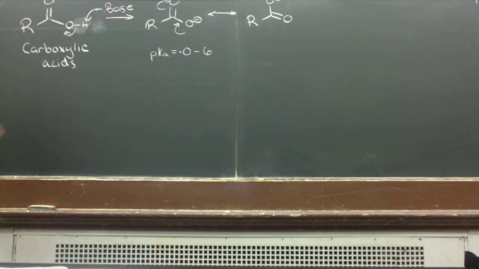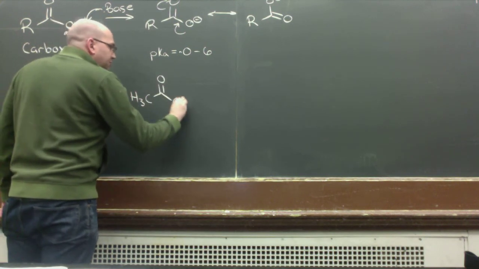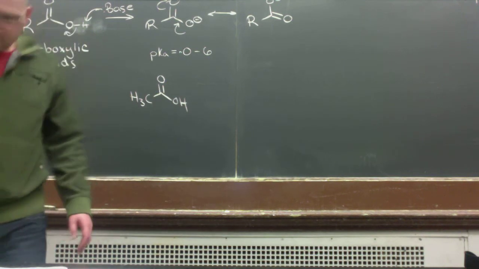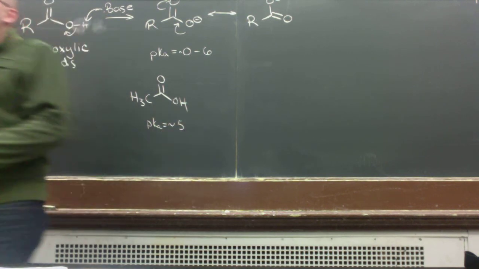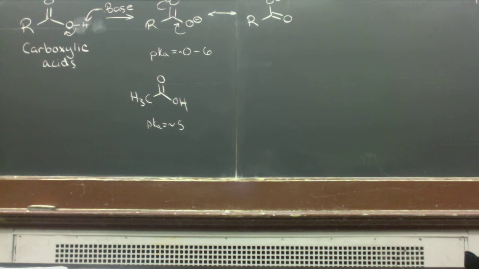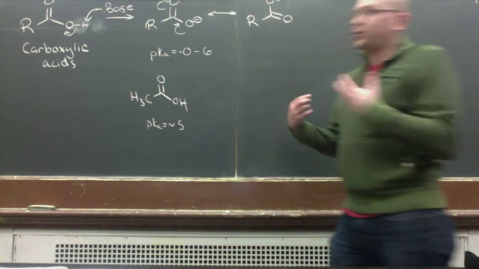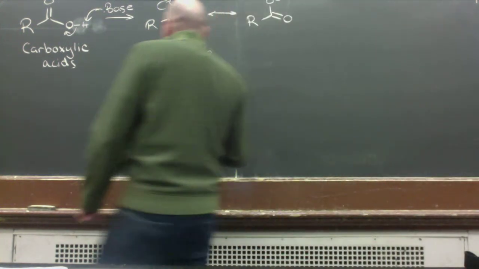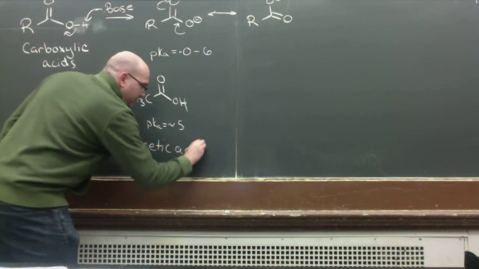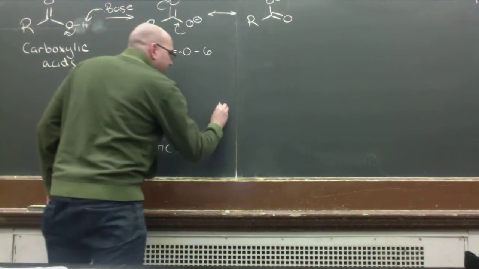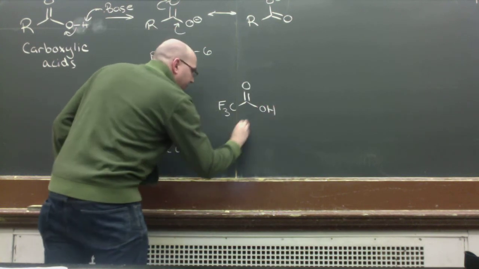Something like acetic acid, for example, which just has a methyl group there, has a pKa of, I think, about 5. So this would represent one of the less acidic of the carboxylic acids. And then one of the stronger examples of carboxylic acids is trifluoroacetic acid. So this is acetic acid. One of the more acidic acids that we'll see on occasion is trifluoroacetic acid, with a pKa of about 0.